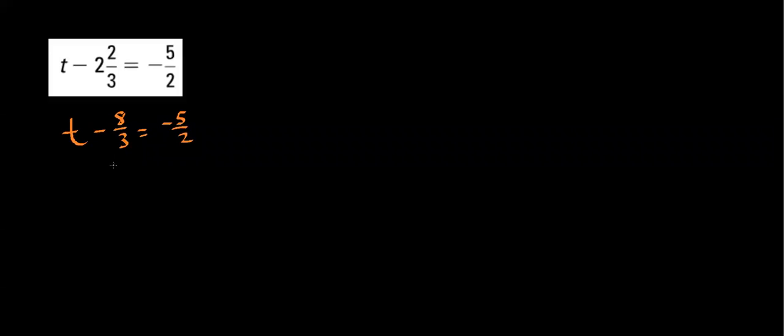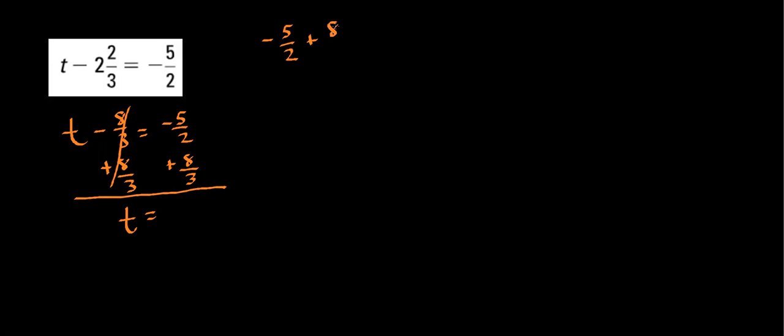The opposite of subtracting 8/3 is to add 8/3. So I'm going to add 8/3 to both sides of this equation. This is going to cancel out, and I got my t all by itself. Now I need to work out this problem here. I have negative 5 halves plus 8/3.